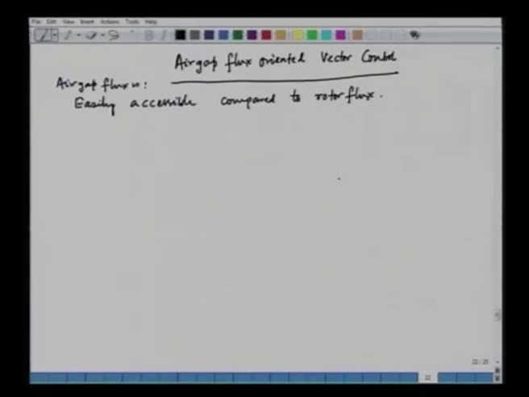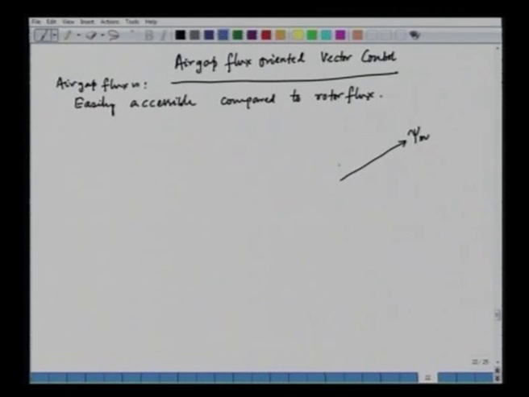When we are doing the transformation, we have to use the angle of the transformation. Here what we do, we track the air gap flux vector. Suppose this is the air gap flux vector, and we can call this psi m. And we take a rotating reference frame, and the d axis of the rotating reference frame is oriented along the air gap flux vector. So, we can have the d axis aligned along this vector, this is my d axis, and the q axis is oriented at a right angle to this.